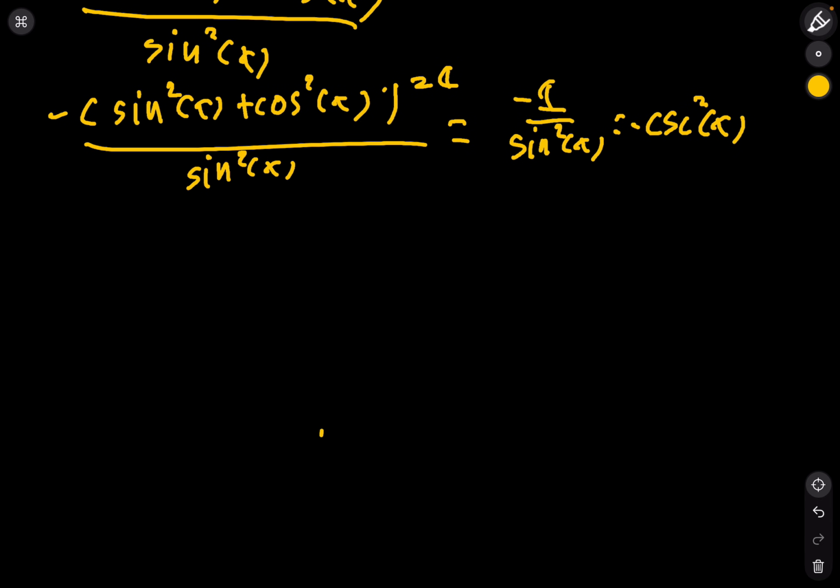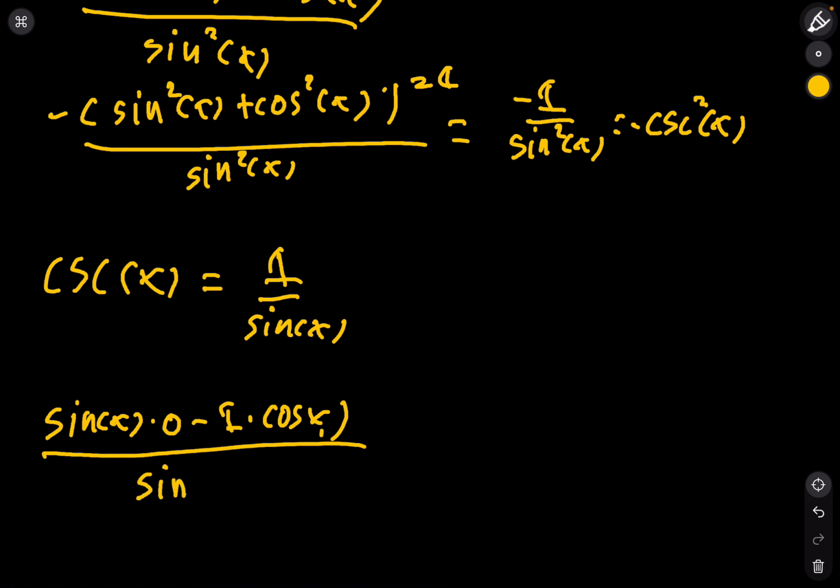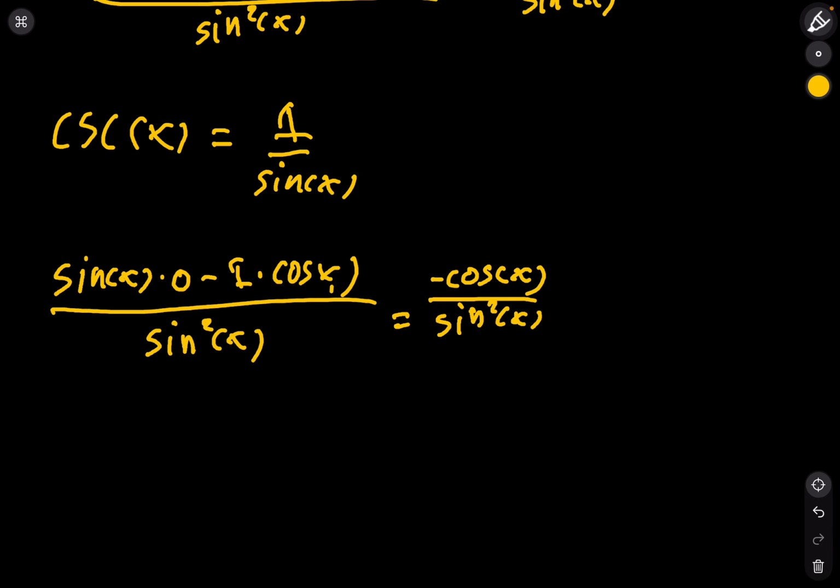And then finally, we're on to our last derivative, which is cosecant of x, which is equal to 1 over sine of x. We just do quotient rule again. We do the same thing here, since we know sine square of x is just sine times sine of x.